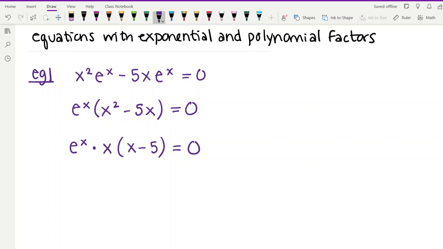So now we have three things being multiplied together and we're getting 0. And so what does that tell us? That tells us that one of those three things has to be 0, right? That's how solving by factoring works. So our options are e to the x is equal to 0, x is equal to 0, and x minus 5 is equal to 0.